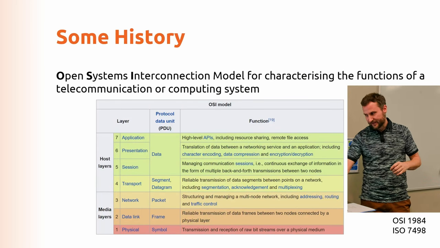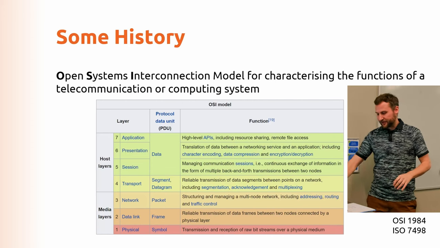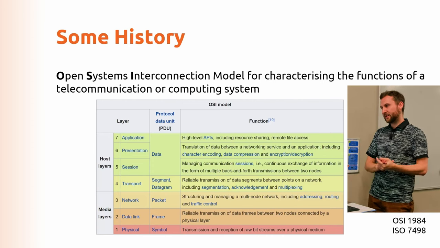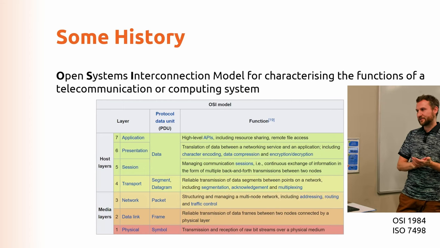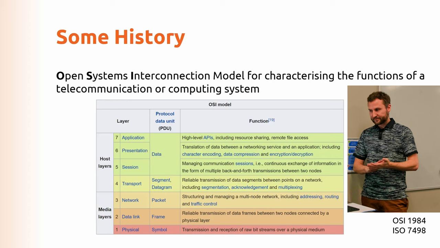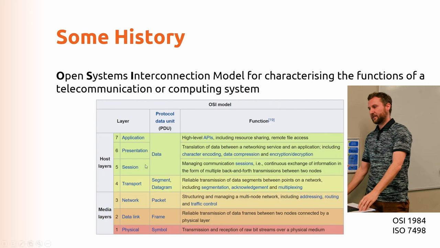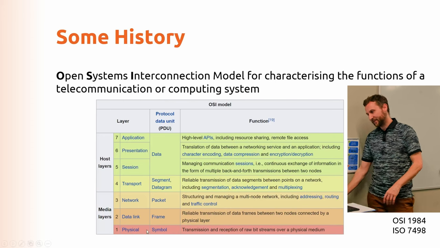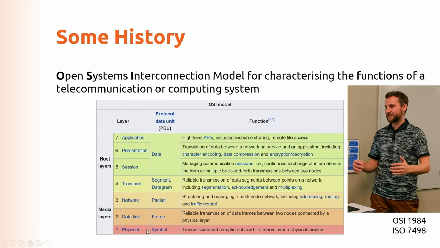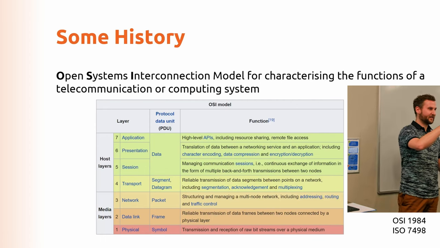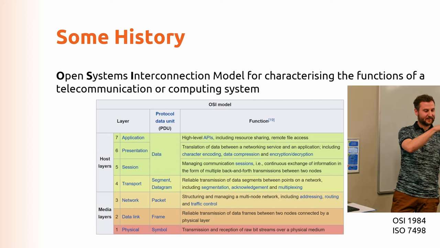Okay, so a little bit of history here, some ultra nerdy internet stuff. The OSI model characterizes the functions of a telecommunication or computing system. This is just the chart off of Wikipedia. If we start at the bottom, we need something physical: transmission and reception of raw bit streams over a physical medium. It doesn't seem like we'll ever get away from this. We have to have some initial link from bits to atoms.